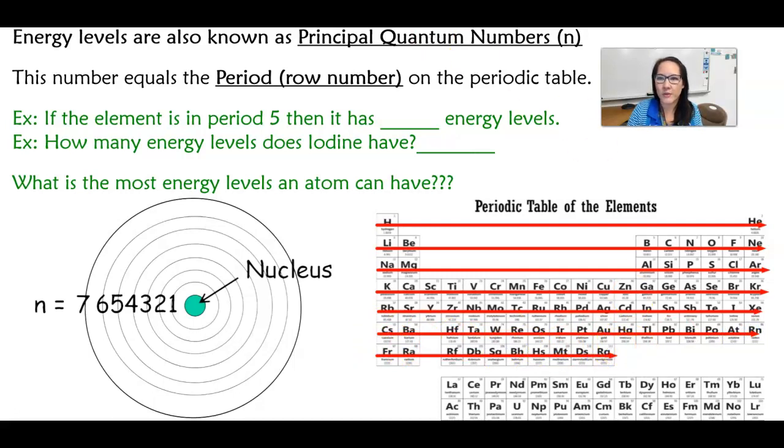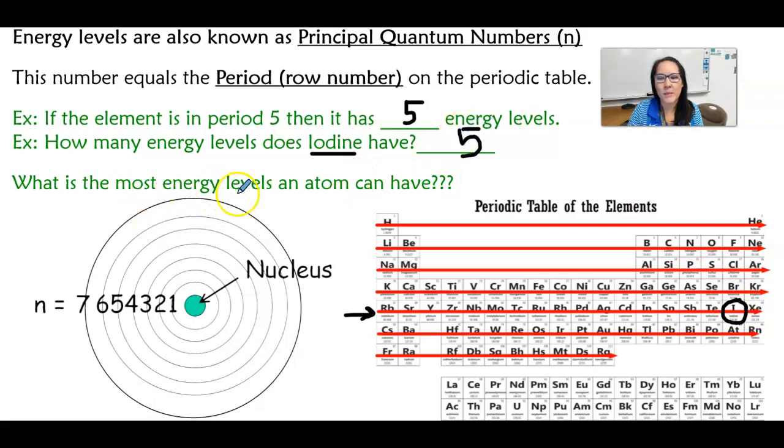So, to answer some of our questions here, if the element is in period 5, and period and row are the same thing, period 5 is 1, 2, 3, 4, 5. This is period number 5. And so if an element is in period 5, it's going to have 5 energy levels. How many energy levels does iodine have? Well, iodine is located here, and conveniently that is row 5 or period 5, so it has 5 energy levels.